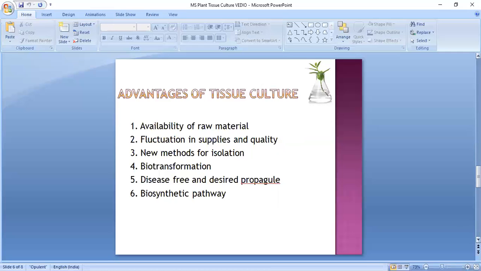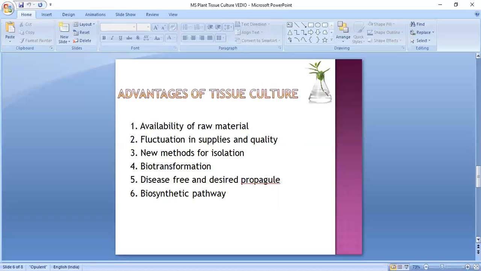Next is biotransformation. Biotransformation is nothing but a process through which the functional group of organic compounds are modified by living cells. So here we can change the functional group of the organic compound. Reactions are feasible using plant cell culture. So here we can change the functional group of the organic compound.